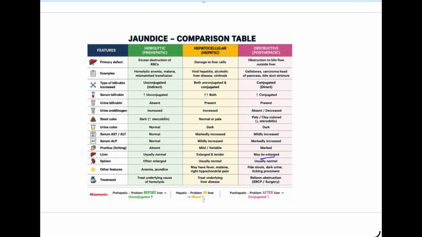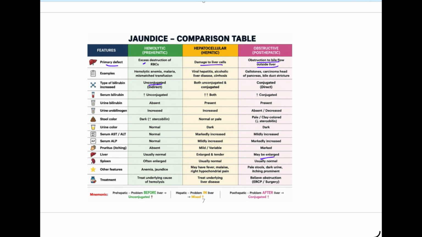In hemolytic jaundice, the primary defect lies in excessive destruction of RBCs, and in hepatocellular jaundice, damage to liver cells is seen. In obstructive jaundice, obstruction to the bile flow outside the liver is seen. Examples are already discussed. Types of bilirubin increased: in hemolytic jaundice, unconjugated bilirubin is seen because there is increased destruction of RBCs, so more bilirubin is secreted. This increased amount of bilirubin cannot be conjugated. It is beyond the coping capacity of the liver, hence it remains unconjugated.